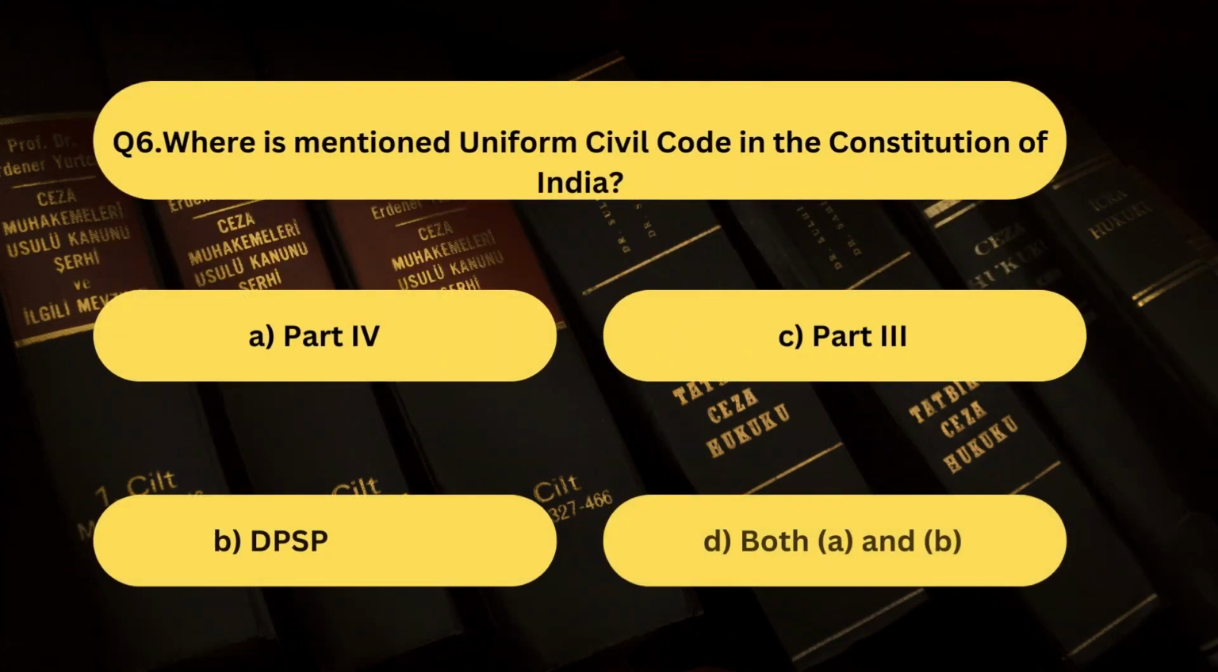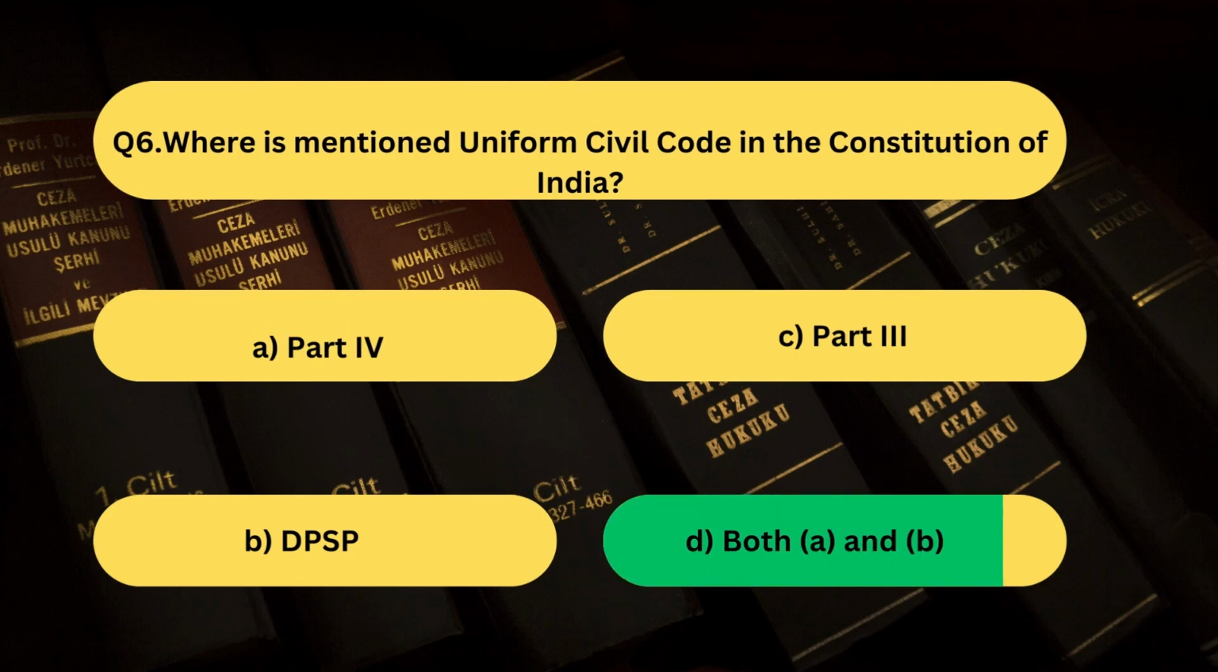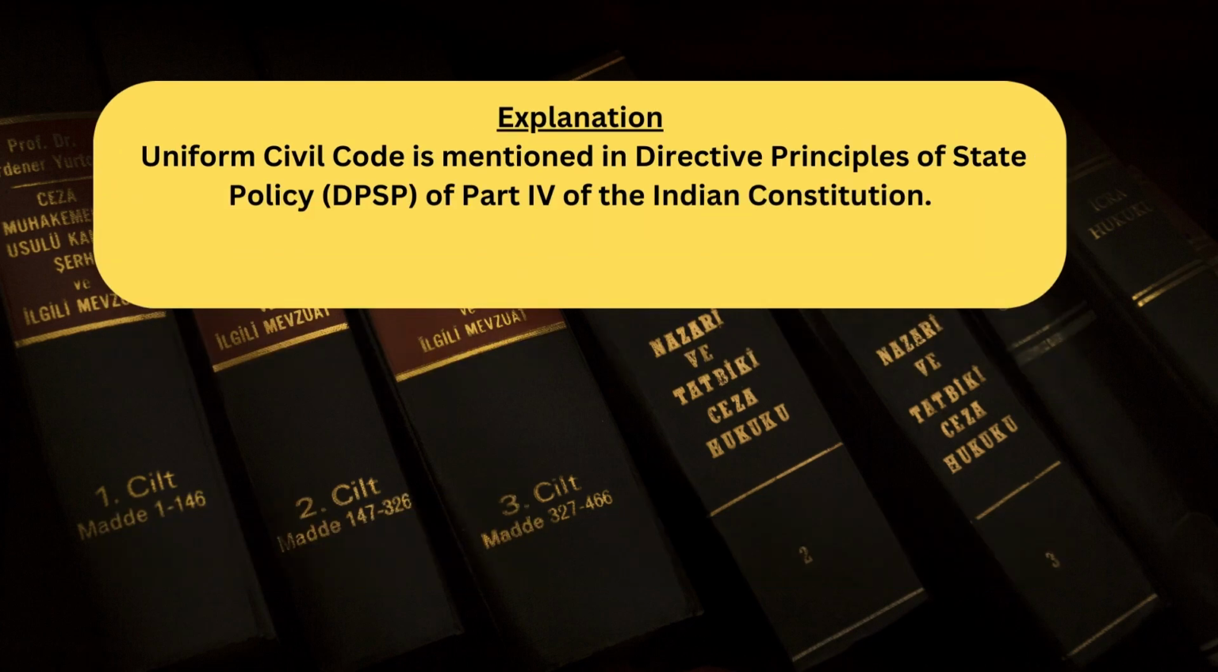Where is the Uniform Civil Code mentioned in the Constitution of India? Answer D. Both A and B. Uniform Civil Code is mentioned in the Directive Principles of State Policy, DPSP, of Part 4 of the Indian Constitution.